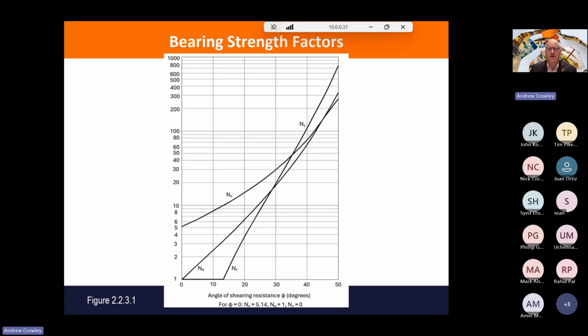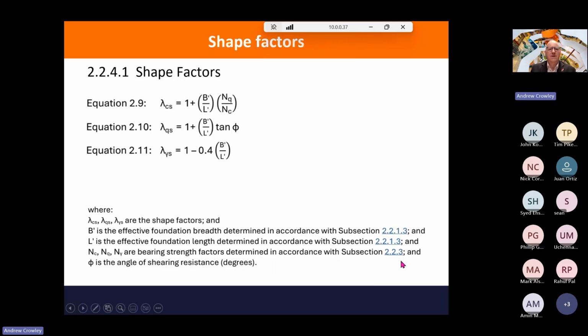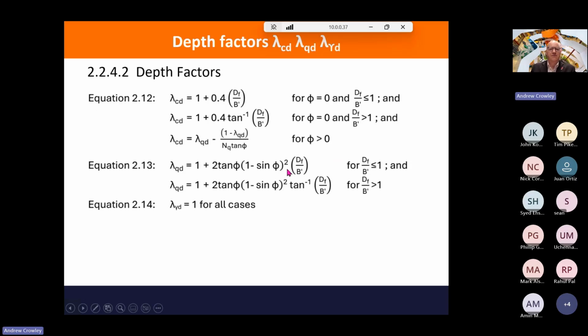Now you can take it off the diagram or you can work it out. So they give you the equations to work it out. But there are a whole load of fiddle factors, as I like to call them. They're lambda factors, beginning with the shape factors. So you've got lambda CS, lambda QS, and lambda gamma S. And these are dependent upon the shape of the foundation, so your effective length, effective width, and the angle of shearing resistance. You've got depth factors, so naturally it depends on how deep your foundation is relative to the width of the foundation as well.